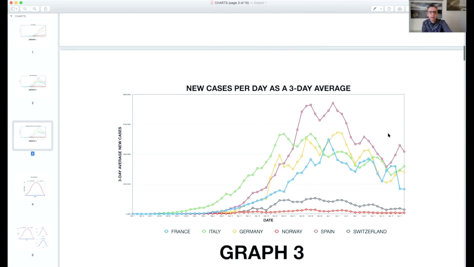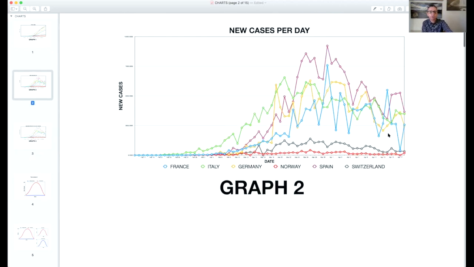Now, what I've done between graph 2 and graph 3 is something. If I look at the blue line, the France line on graph 2, can you see it's very up and down? And of course, because this is the results of tests, if there's a backlog in reporting tests on a day, the number might go down, or if there's a sudden clearing of a backlog, the number might go up. So it's very jerky, very up, down, up, down, up, down.